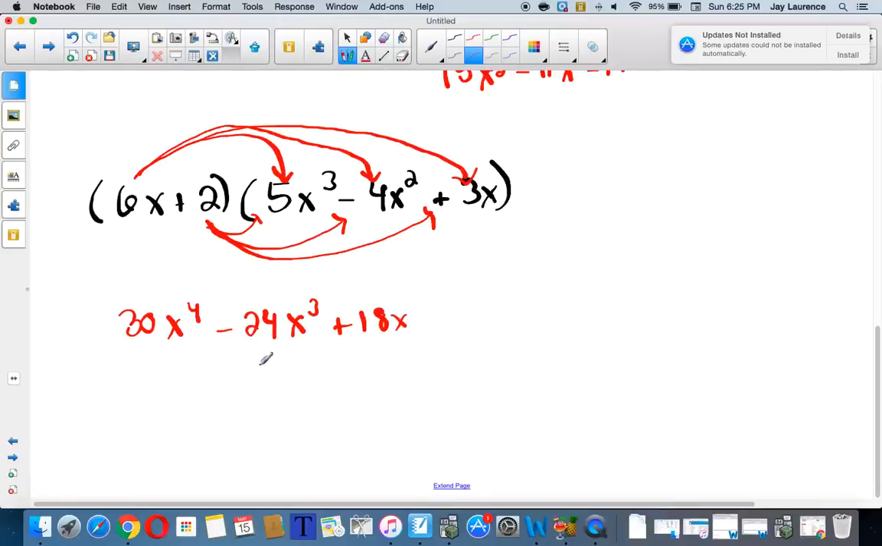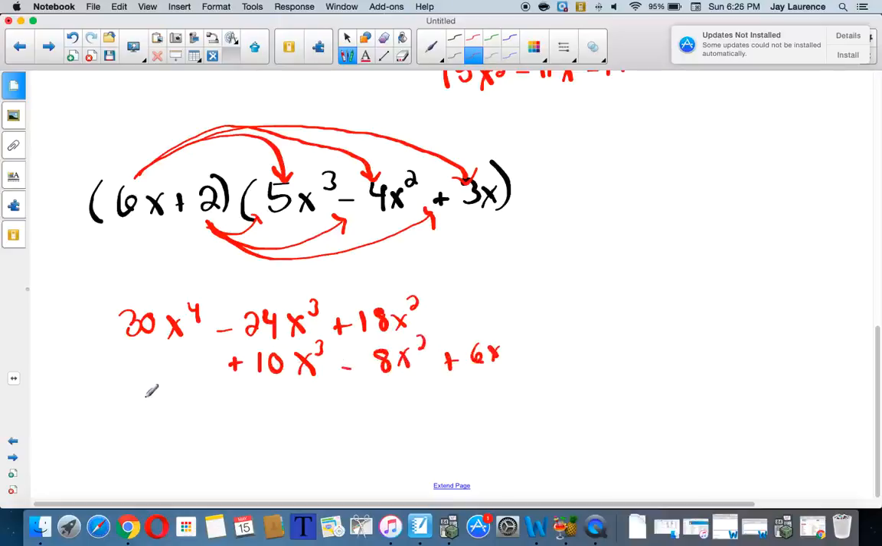Okay, I'm going to have a 2x times a 5x cubed will be a 10x cubed. So positive 10x cubed. All right, a 2 times a negative 4x squared. Oh, do I have a mistake? Yeah, I have a mistake. This should be an 18x squared, shouldn't it? Okay, a 2 times a negative 4x squared will be a negative 8x squared. And 2 times 3x will be 6x.